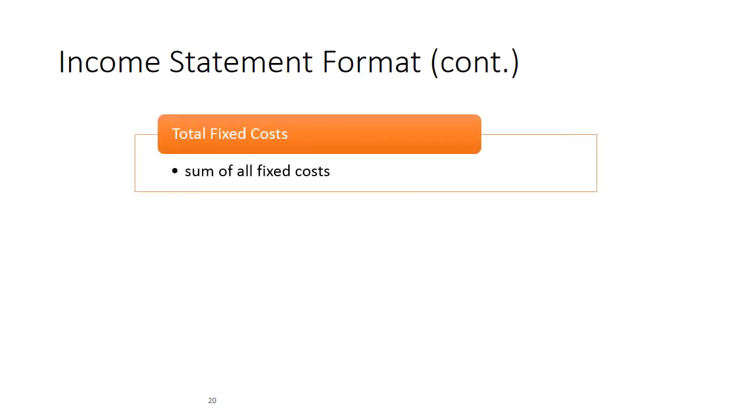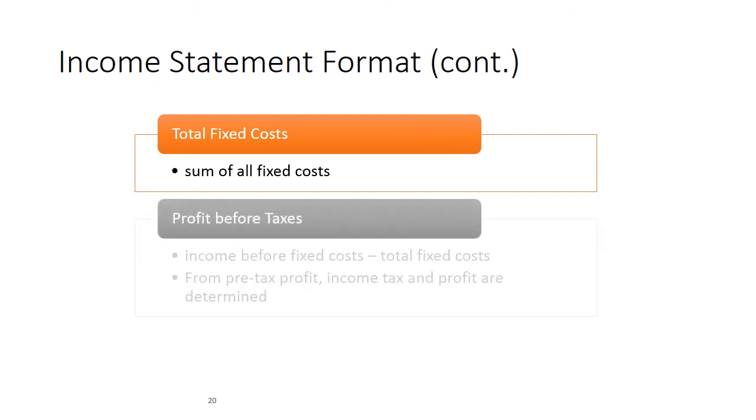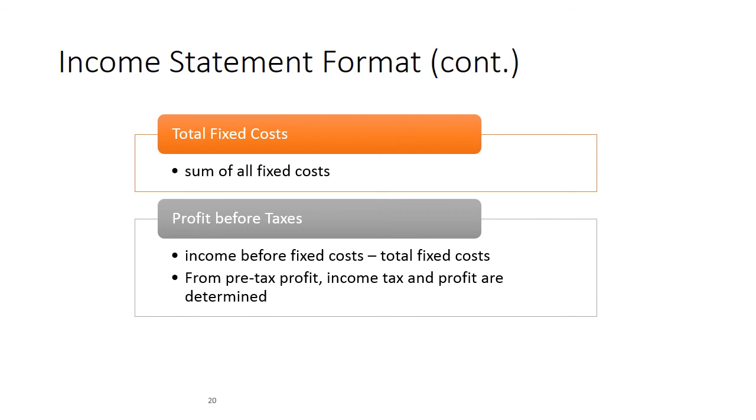Okay, so our total fixed costs are all of our fixed costs together, all three of those major categories. Then we have profit before taxes. Taxes, of course, are a very big deal. As of right now, there's a 5% corporate tax in South Carolina, but we also have federal income taxes, federal corporate taxes that we have to pay. So lots of different tax brackets that can get a little bit complicated. But our income before fixed costs minus our total fixed costs gives us our profit before taxes.